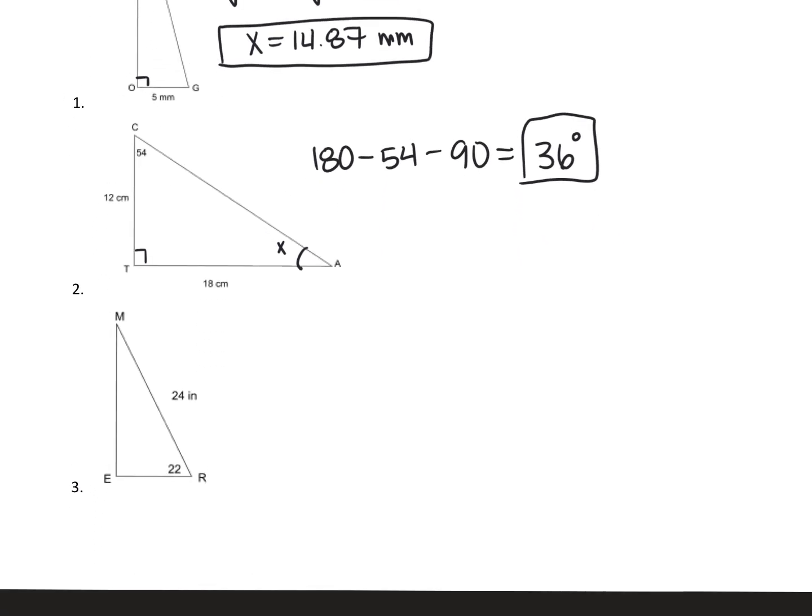Okay. Next example, I only have one side length and one angle, and I want to use that to solve for angle M. So in this case, I have to use an inverse trig ratio because I want to solve for the missing side length, ER.